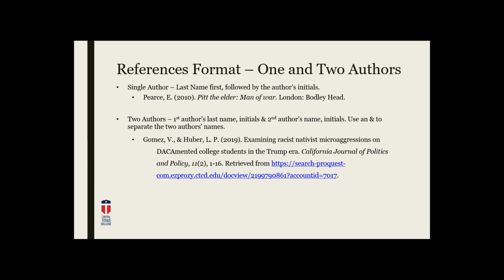For references that have one and two authors, for one author, you'll use the author's last name, their first and middle initials only, parentheses, the year of publication, period, the title of the work, italicized, and again, only the first word of the title and subtitle are capitalized, a period, and then the publisher's name. When you have two authors, you will list the first author's last name, their initials, and then the second author's last name and then their initials. There's an ampersand that separates the two names.